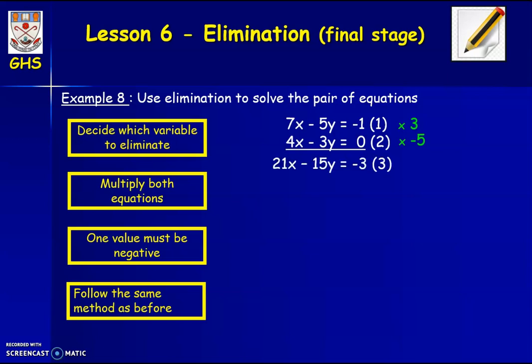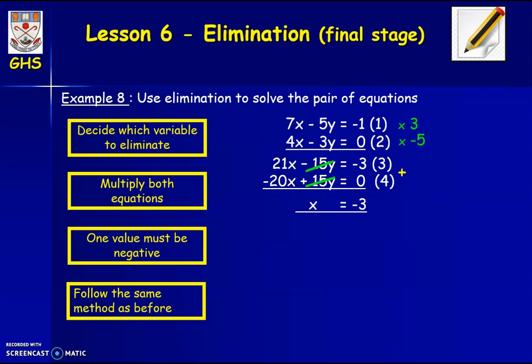Equation 1 therefore becomes 21x take away 15y equals negative 3, and equation 2 will become negative 20x plus 15y. Remember, you've got minus 5 times negative 3, so that will give us plus 15y, and that's equal to 0. So now we can eliminate the y terms by adding the two equations together. So we end up with 1x is equal to negative 3.